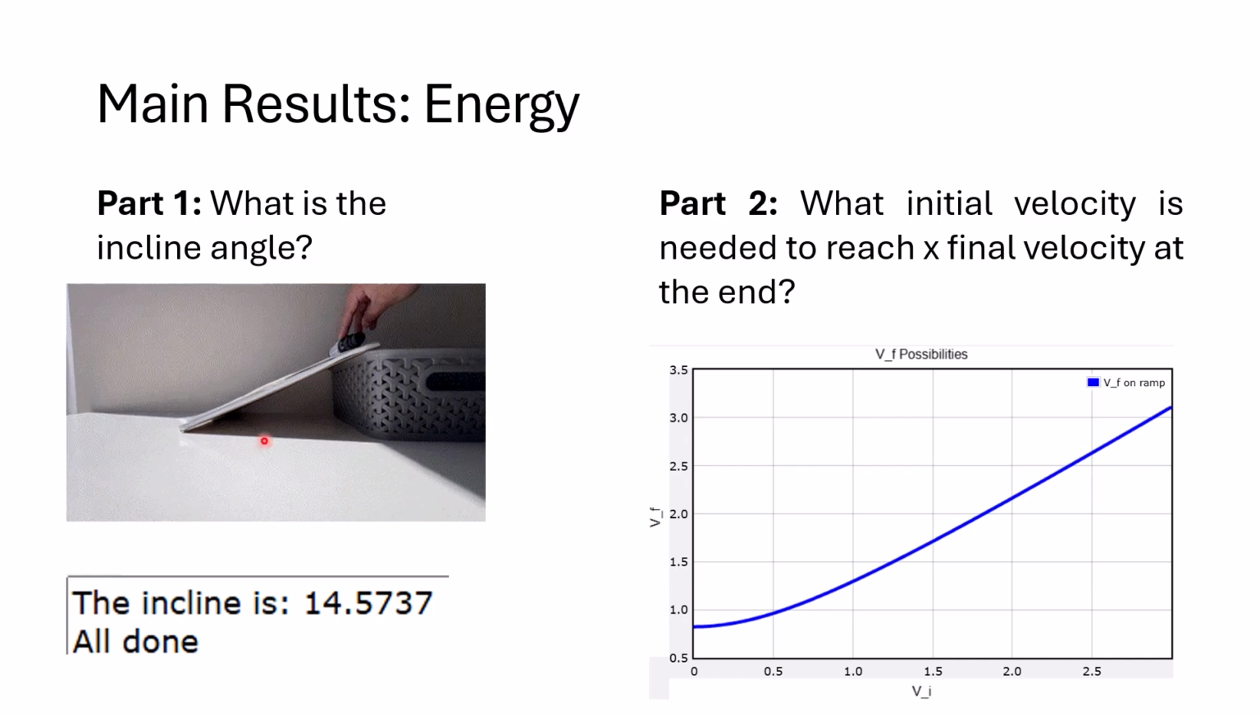Part 2 was, if I know this incline, and say I want a certain final velocity here, because I want to build some system, what initial velocity do I need to get my expected final velocity? Essentially, I graphed the final velocity possibilities based on the initial velocity. So if you don't push it, which I didn't, you get about 0.8 meters per second. But if you use 1 meter per second of initial velocity, this is how much you get. And you can predict the final velocity as you wish.